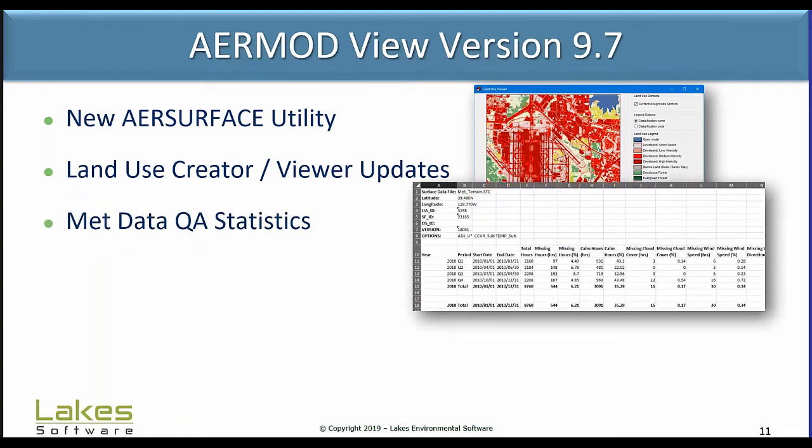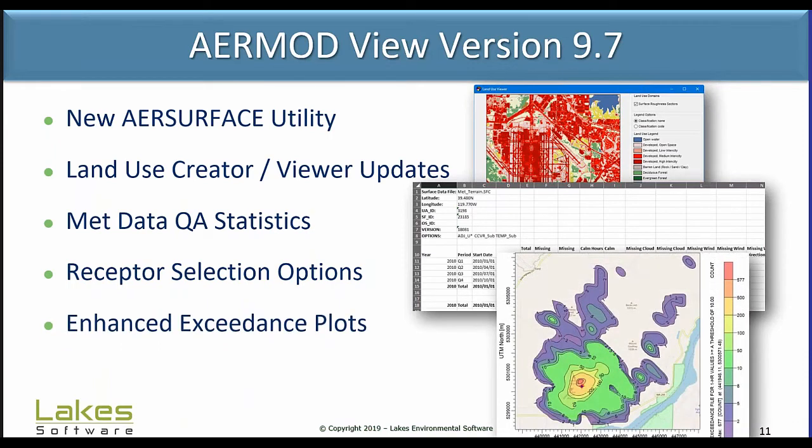The metadata QA statistics that I showed, that spreadsheet that gets built in AERMOD View. We have some new receptor selection and import options as well to make that process easier. We've enhanced the exceedance plots. So when you set a threshold violation file, the exceedance plot is now refined a bit to look a bit more descriptive of the area that is being analyzed. And there are additional options which you can find in the release notes on our website at weblakes.com.